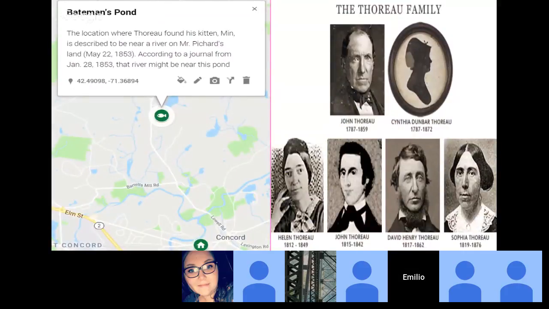Thoreau with his sister Sophia adopted a kitten in the year 1853. When they found it, they were rowing back from a river that they described to be on Mr. Picard's land. Mr. Picard was one of Thoreau's neighbors, and we found out that he had some territory around Bateman's Pond. So this is where we believe he adopted the kitten, which we also think is his kitten named Min, that is a Maltese cat.